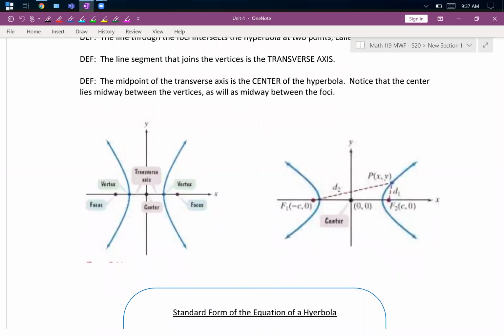All right, so a hyperbola looks like two parabolas going in opposite directions. They're not exactly parabolas, and in fact, we call them branches and not parabolas, but you know, it kind of looks like you've got these two parabolas.